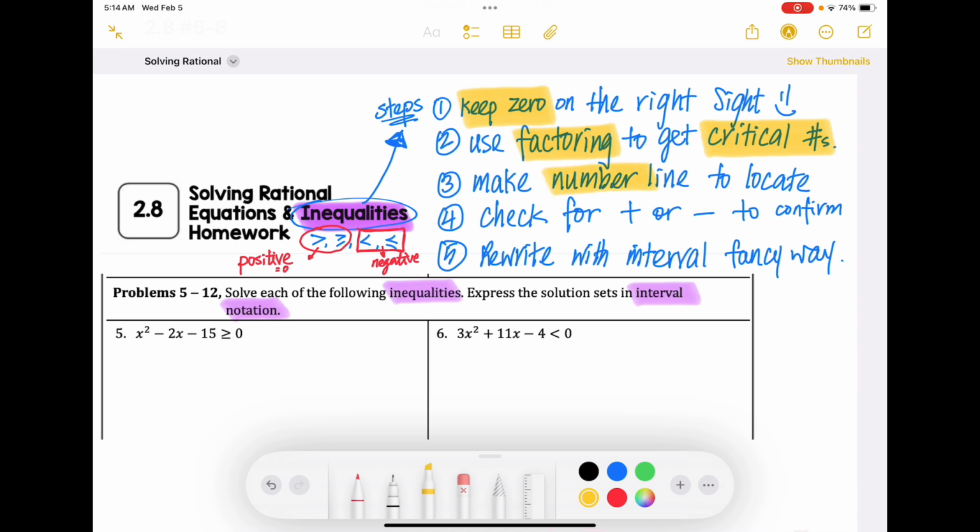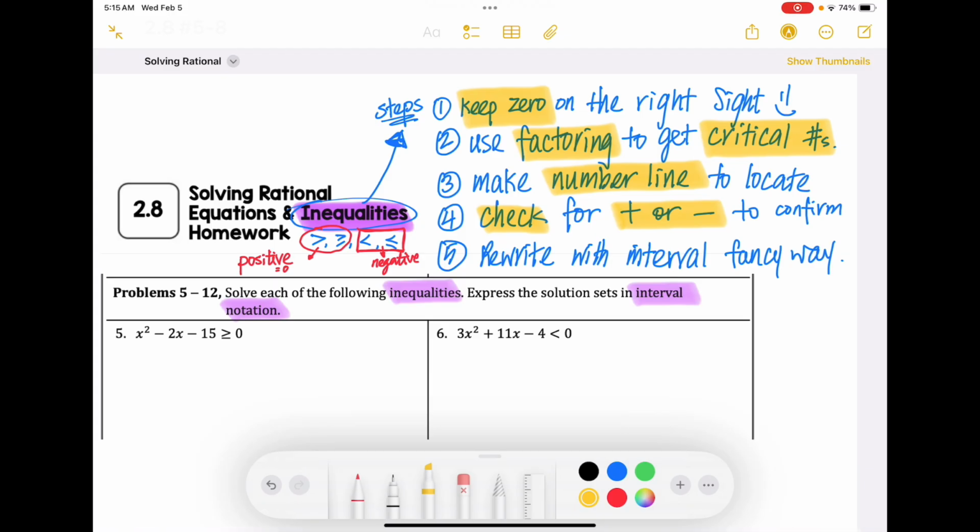Now, the way I do it without a calculator is I always like to look at my number line to locate my critical numbers. Then I find some number to check for positive or negative, because greater than is positive, less than is negative, okay?